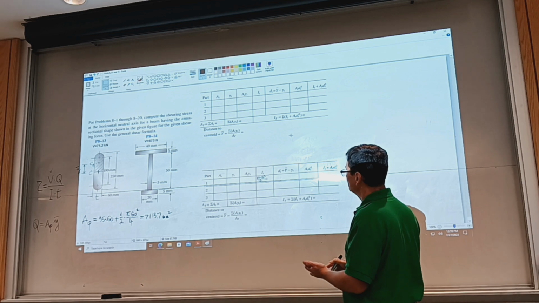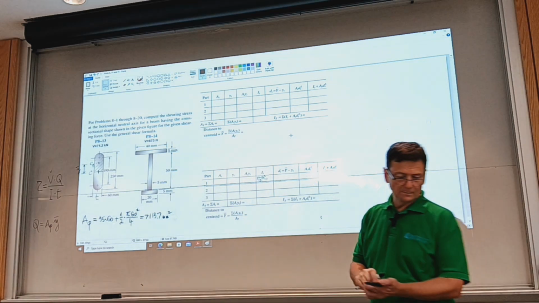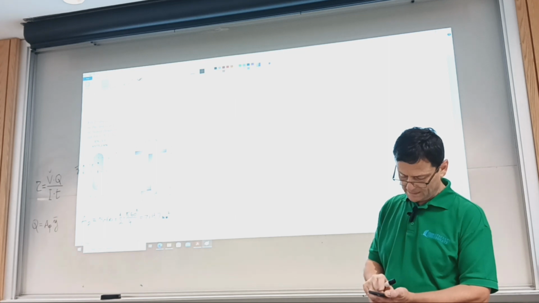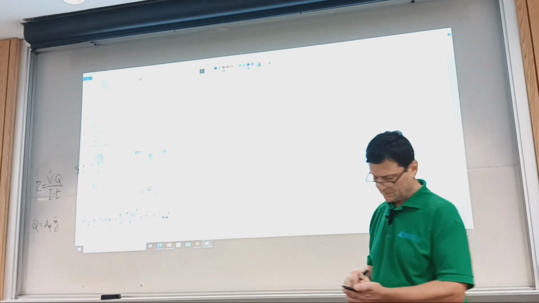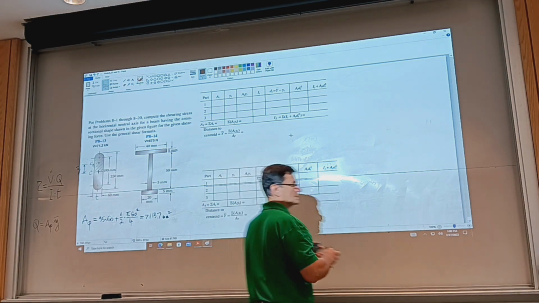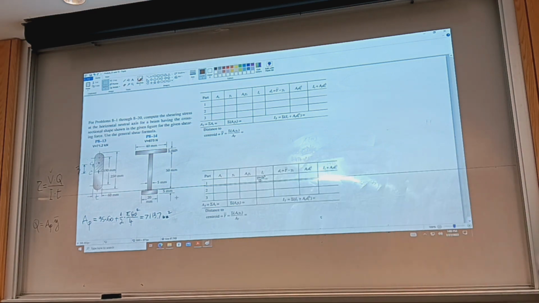So 60 times 190 to the power 3 over 12. So this is a pretty big number. Still not enough space. Copy and paste. Paste. Really need a lot of space, looks like.